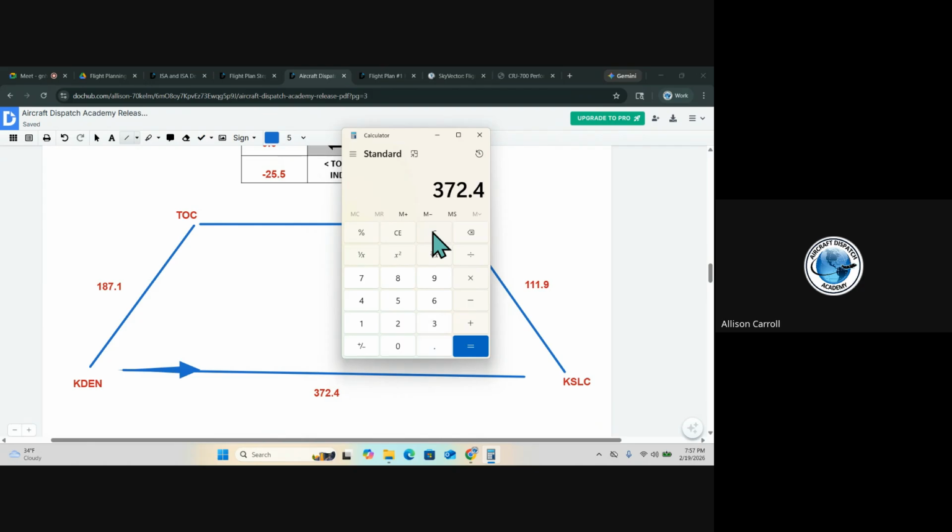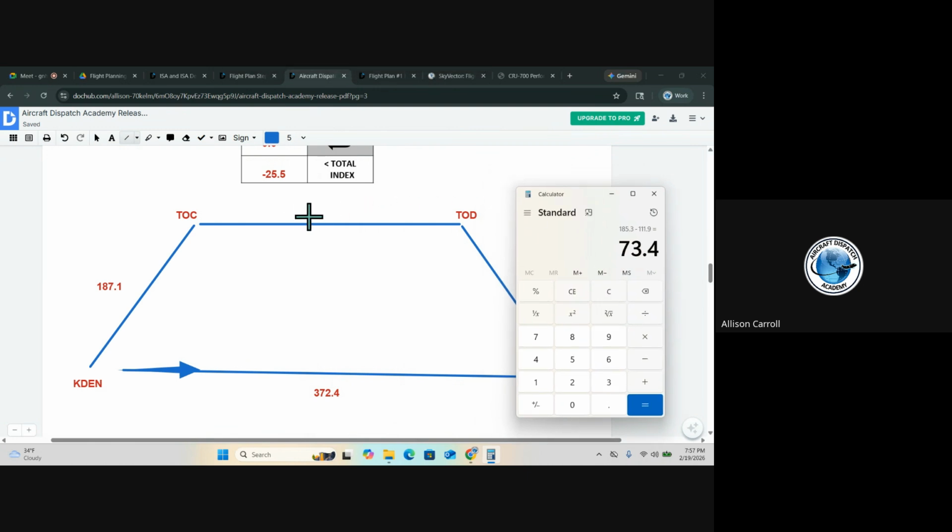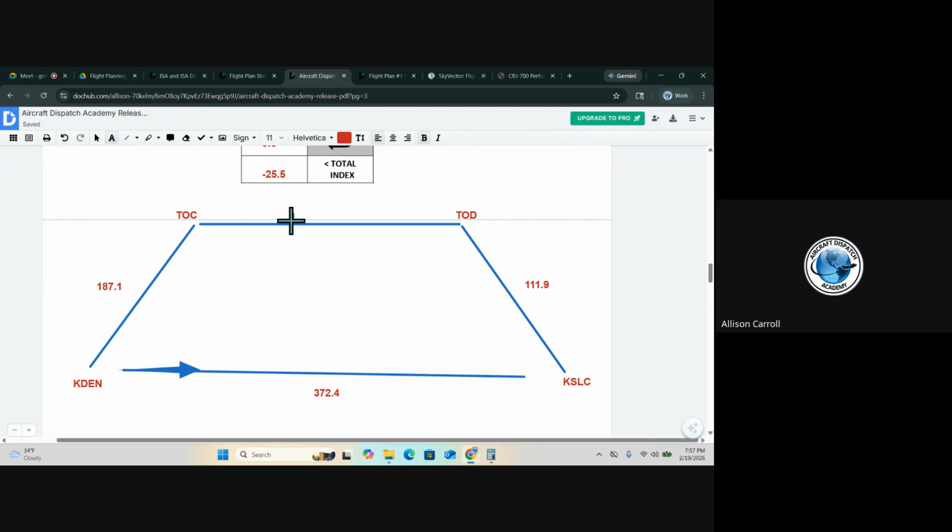Okay, my total. I'm just going to subtract the climb and the descent. There you go. There's my top of climb to top of descent. That total right there is 73.4. We are going to be at cruise for almost 73 and a half miles. Very short flight from Denver to Salt Lake, and we're climbing all the way up to 38,000 feet.